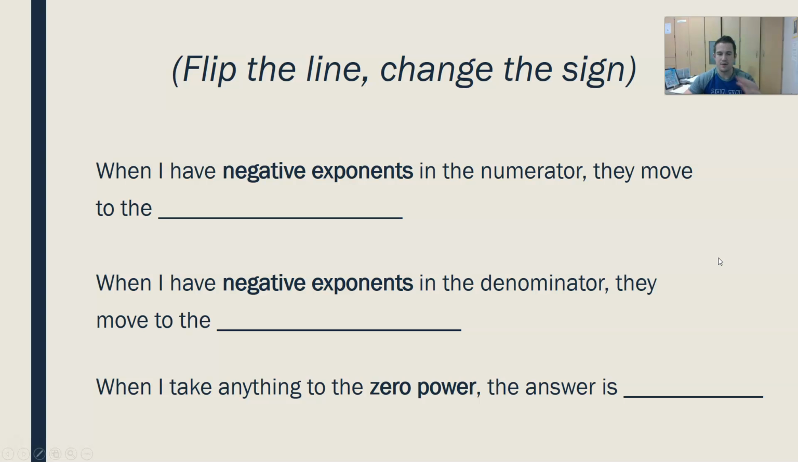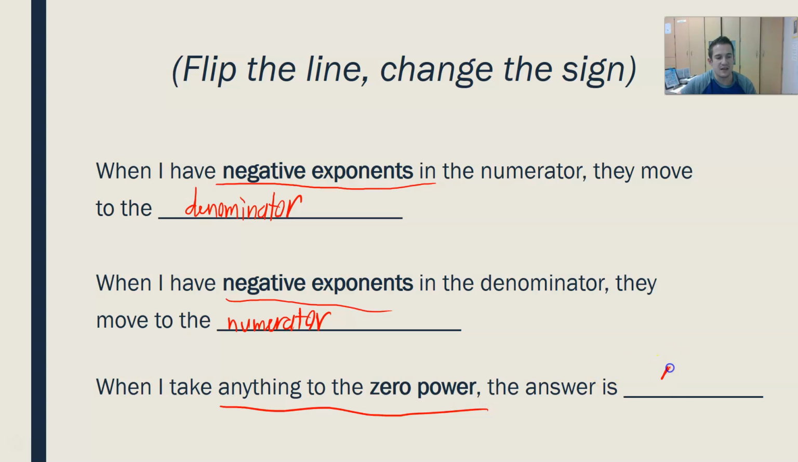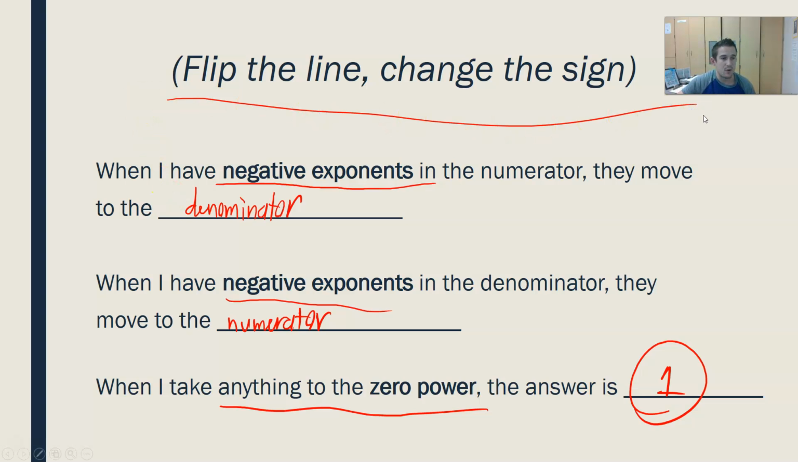So I'm going to talk about this, and then I'll go back to that other slide. So the general rule with negative exponents is to flip the line and change the sign. If I have negative exponents in the numerator, they're going to move to the denominator, or into the bottom of the fraction. If I have negative exponents in the denominator, they're going to move to the numerator, or into the top of the fraction. When I take anything to the 0 power, the answer is 1. So negative exponents are going to flip the line and change the sign. 0 exponents are going to change the answer to equal 1.